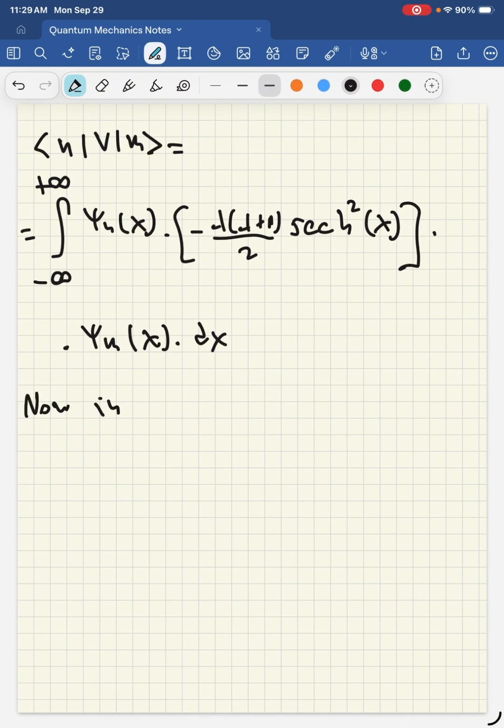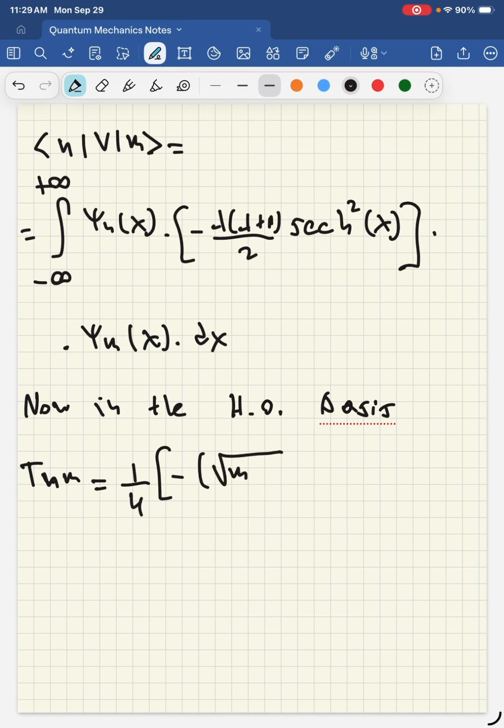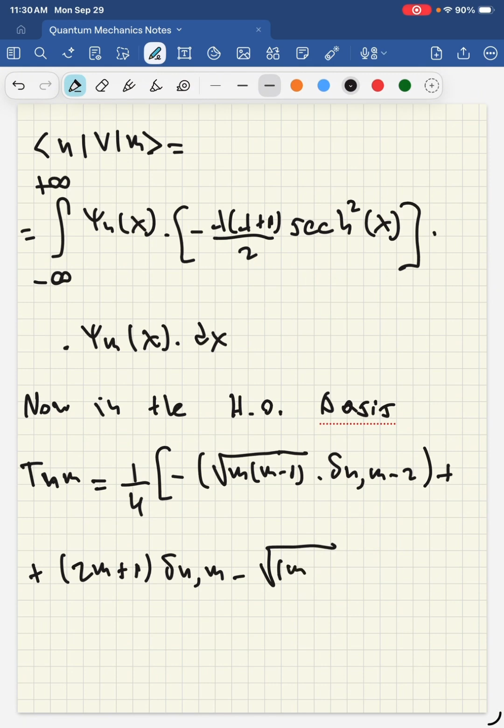Now, in the harmonic oscillator basis, which we will call just the HO basis, there is an exact expression for the kinetic energy matrix elements, which are equal to 1/4 times minus the square root of m times m minus 1 times delta of n, m minus 2, plus 2m plus 1 delta n m, minus the square root of m plus 1 times m plus 2 delta n, m plus 2.